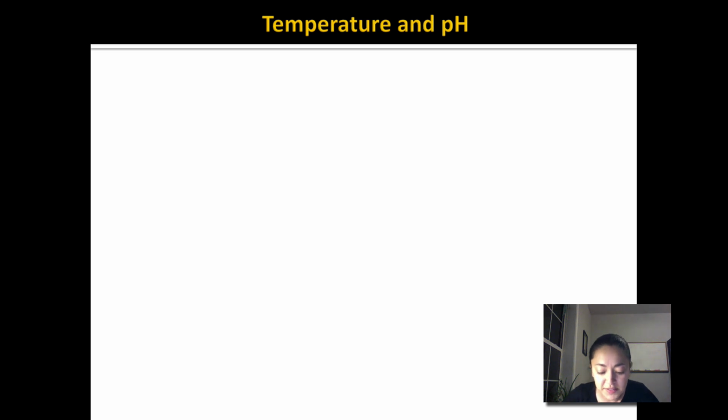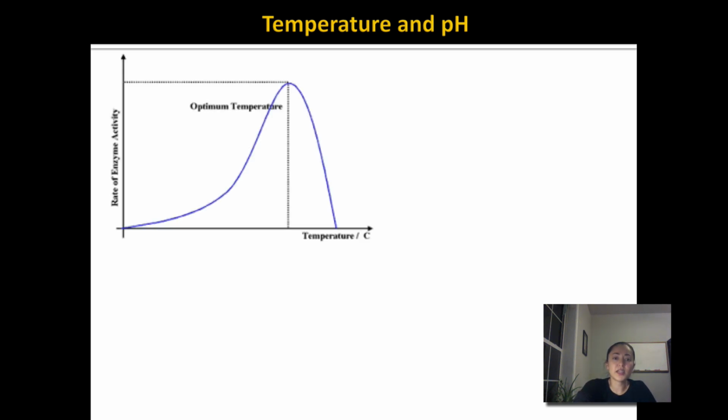The next objective says, describe the effects of temperature and pH on rates of enzymatic reactions. So just remember that the relationship between temperature and the rate of an enzymatic reaction, or the rate of enzyme activity, will always show the same relationship. The rate's going to increase to a certain temperature. We call that the optimum temperature. And then the rate is going to decrease.